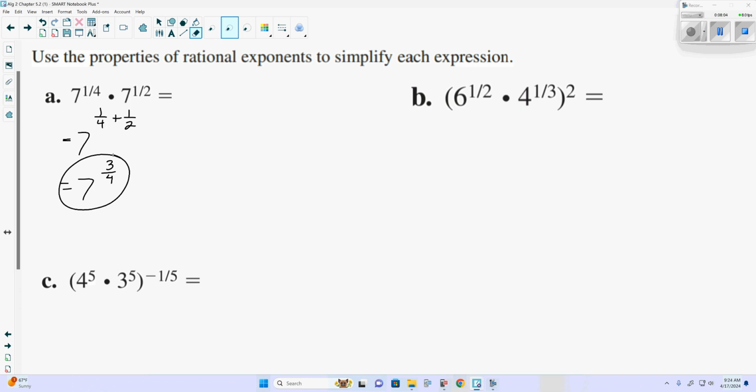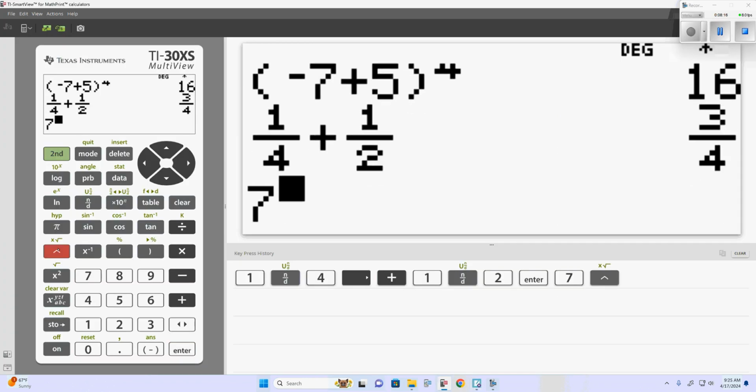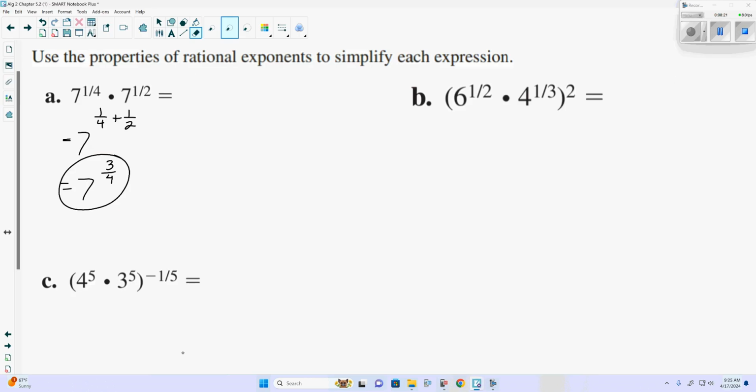I mean, if we wanted to, we could rewrite it as a radical, that it would be the 4th root of 7 to the 3rd, which I think would be the 4th root of 343. That's not any simpler than this here. We're done. Questions on this here? Let's look at the next one.